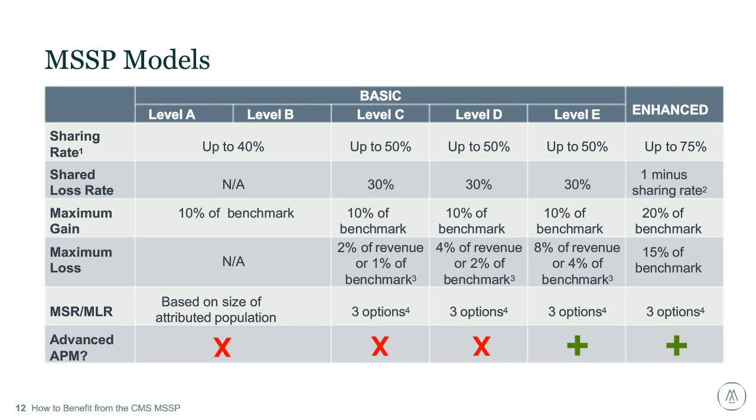You can see that level A and B have a sharing rate of up to 40%. Your maximum gain is 10% of your benchmark. And if you move from left to right, you can see how the sharing rate, shared loss rate, maximum gain, and maximum loss change as you shift, from upside only, meaning not taking any downside risk, and then as you move further to the right, you're getting into that risk corridor.